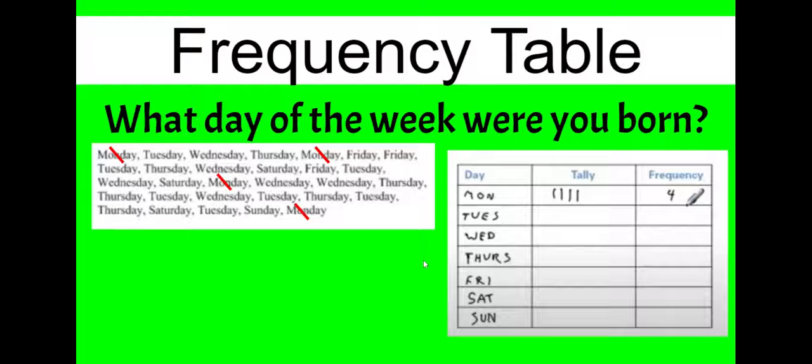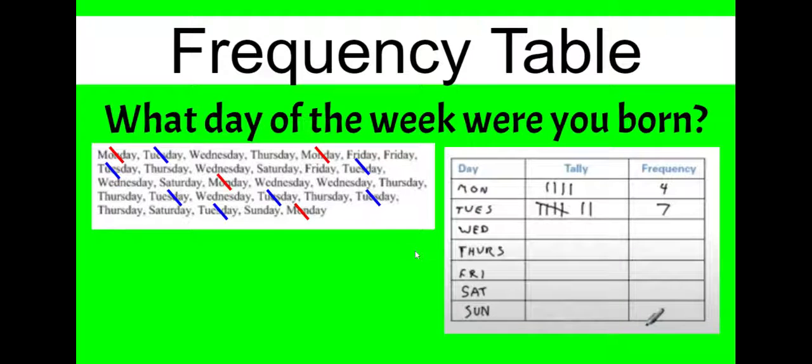And when I do that, there are 4 Mondays. I went through every single row, and every time I saw a Monday, I crossed it out. So when I went through the entire data, there's 4 Mondays, so I have 4 tally marks, and I wrote the number 4. I'm going to do the same with Tuesday. And when I'm done with Tuesdays, there were 7 Tuesdays. So I'm going to put 7 tally marks, and then my frequency number is 7.